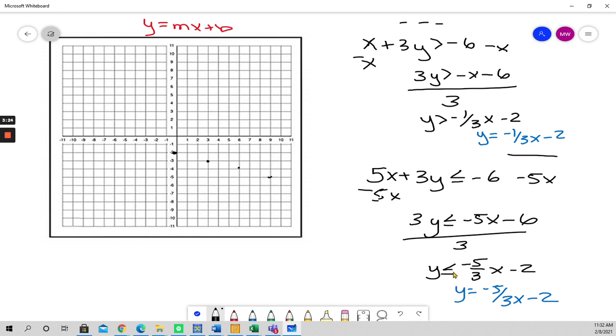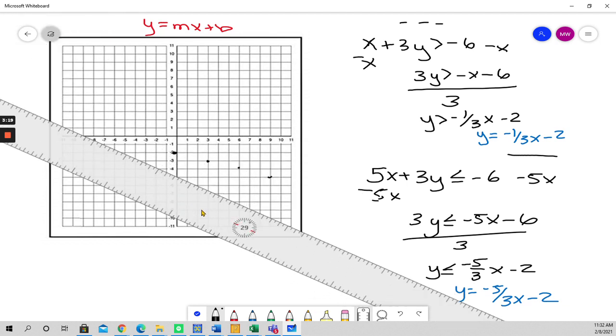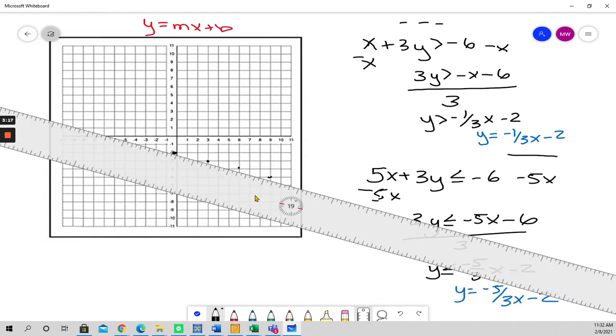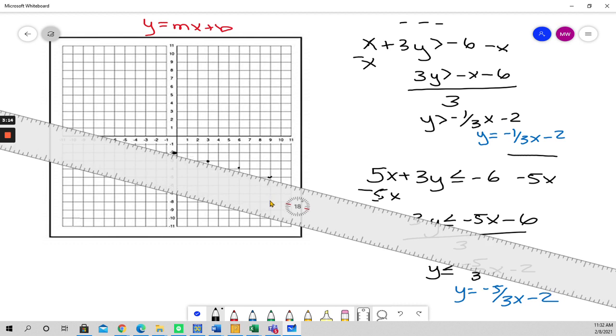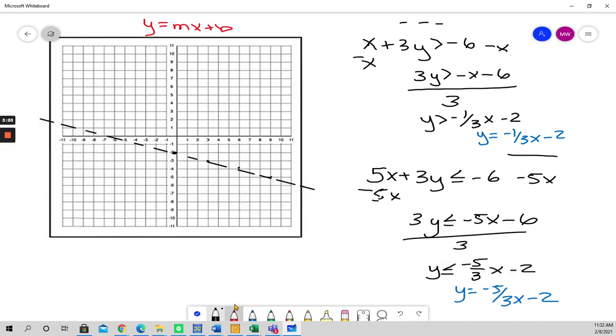I'm going to break out my ruler. And I'm going to draw a dashed line. And if I notice 0, 0 is not located on my line, so I'm going to plug it in. Is 0 greater than negative 1/3 times 0 minus 2? Is 0 greater than negative 2?